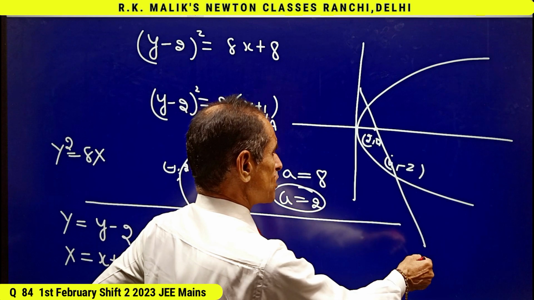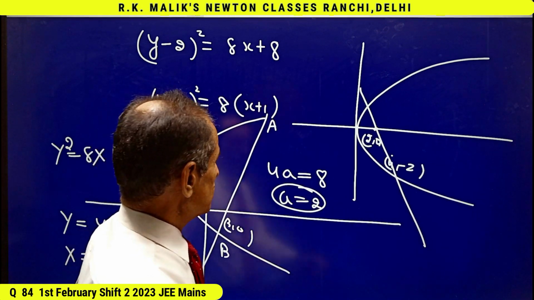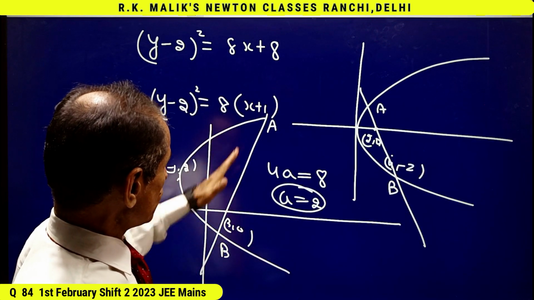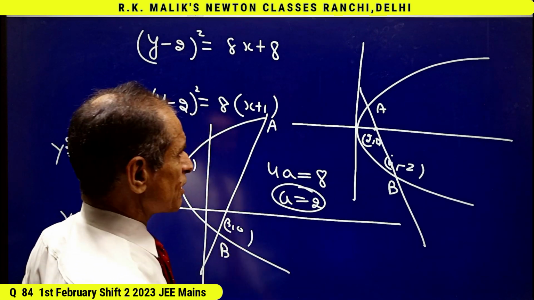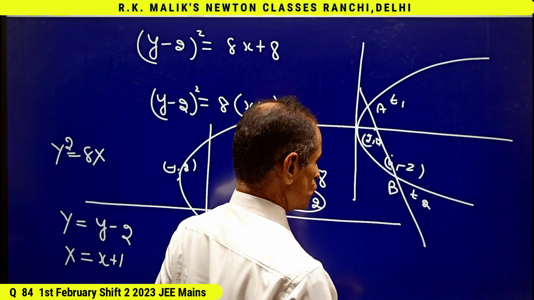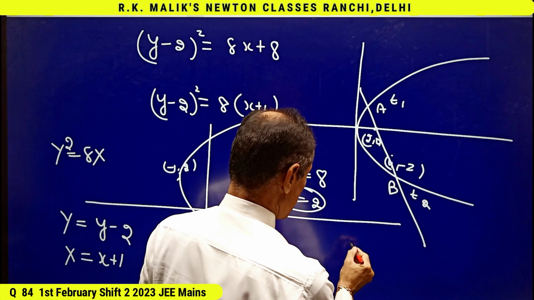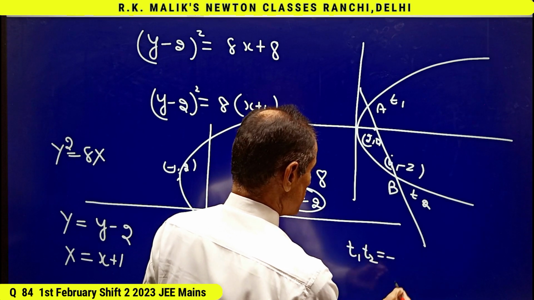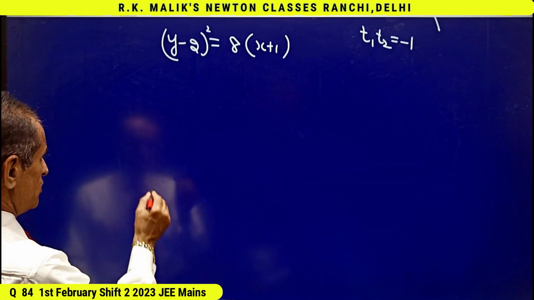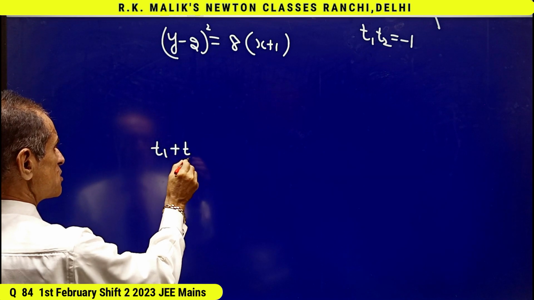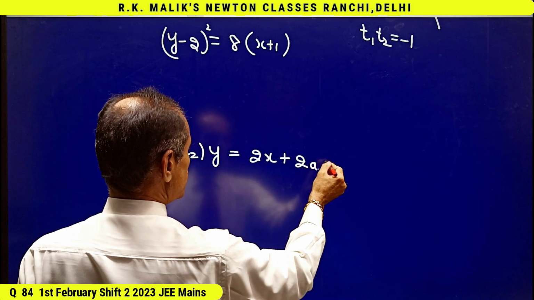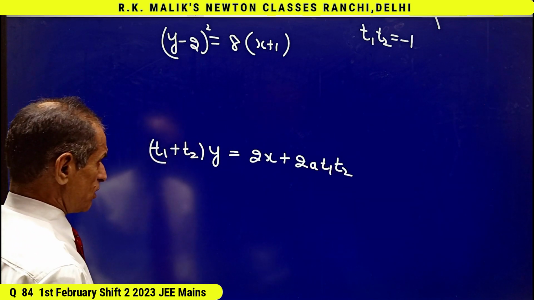Therefore, this will become the figure of a straight line, and this is the point A and this is the point B. Actually, the chord is not of this type, the chord is of this type. Let the parameter of this point be T1 and of this point be T2. We know that if this is a focal chord, T1 into T2 will be minus 1. And the equation of the line joining T1 and T2 is T1 plus T2 into y equal to 2x plus 2a.